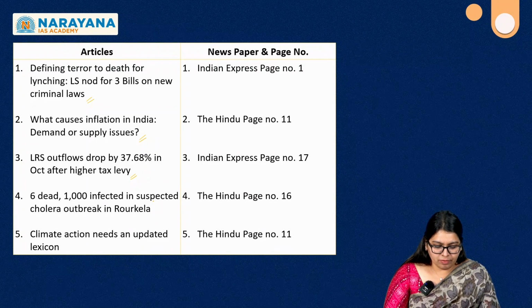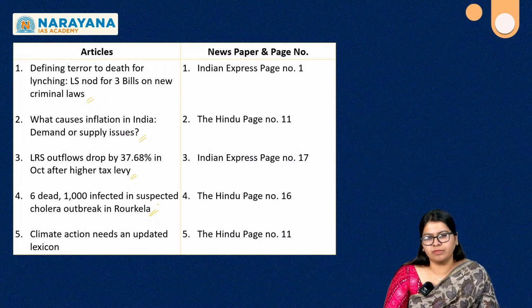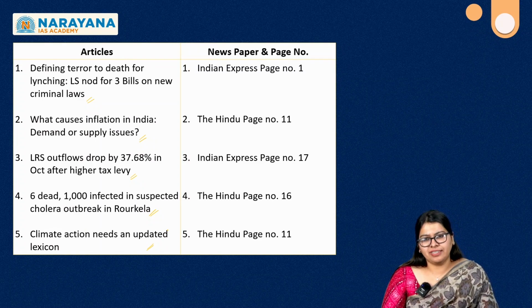Then we will discuss about the recent cholera outbreak in Rourkela, Odisha. We'll discuss about the disease as it holds good value and is important from the exam perspective. Moving on, we will discuss about the climate action needs an updated lexicon, that is nothing but general climate action, which talks about a term called a shifting baseline syndrome.